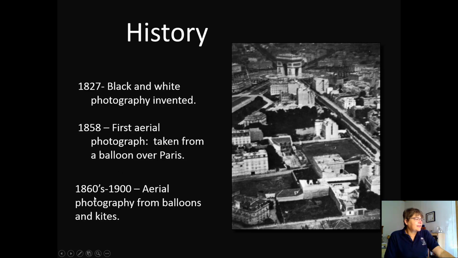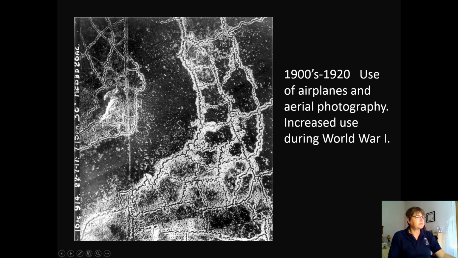From the 1860s to the 1900s, aerial photography was taken from balloons and kites. They'd send a kite up there with a camera on it and take pictures. In the Civil War days, there would be a balloon or a kite hovering way up high over the battleground, trying to take pictures of the enemy on the other side of a hill. So it's been used for military and civilian aspects for quite some time.